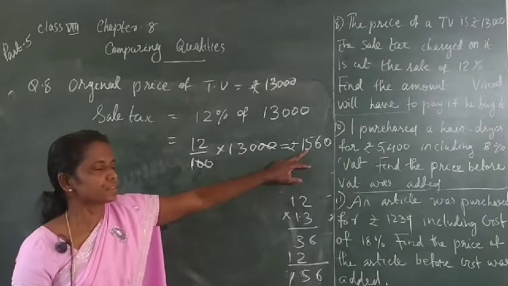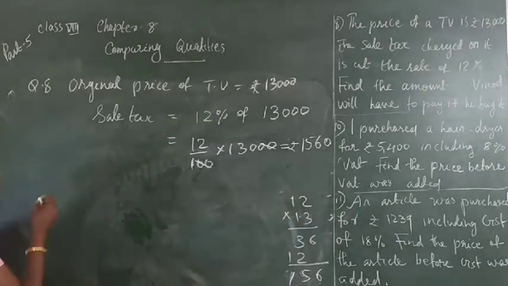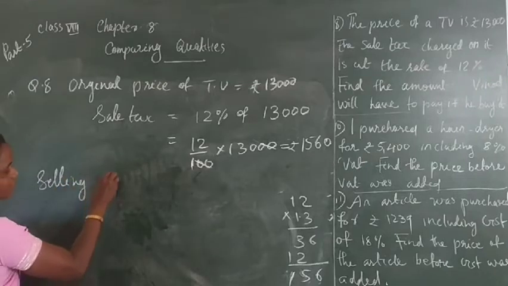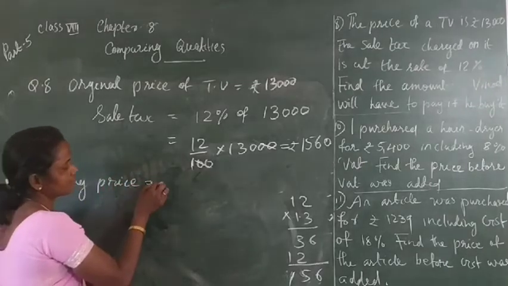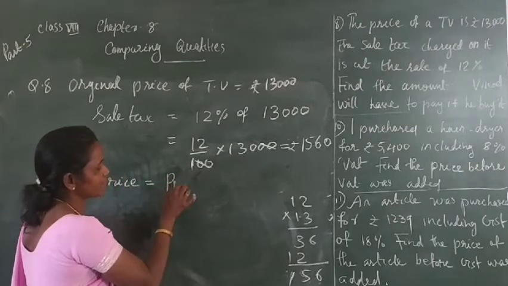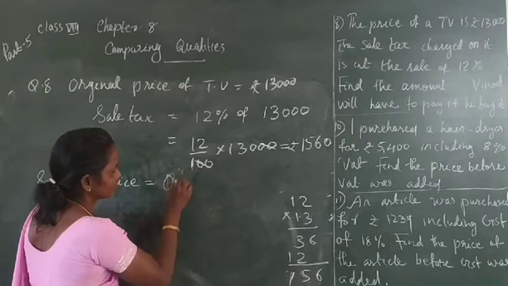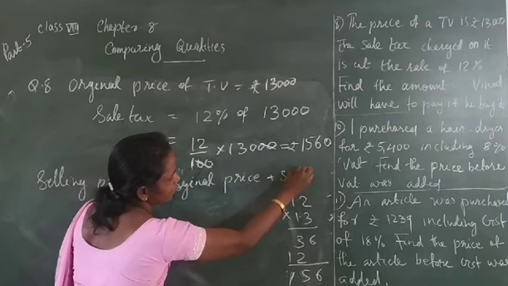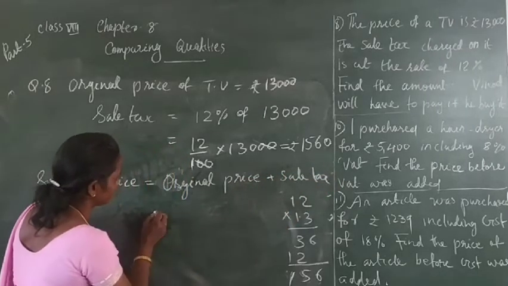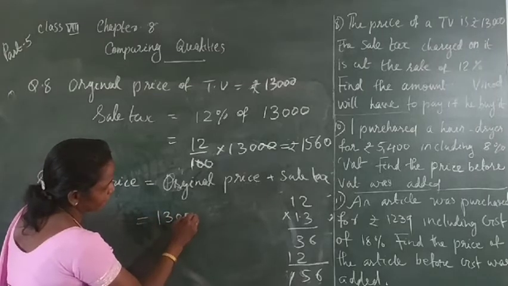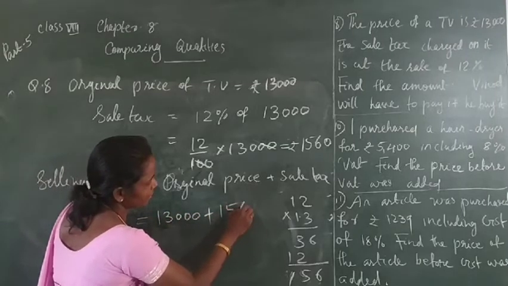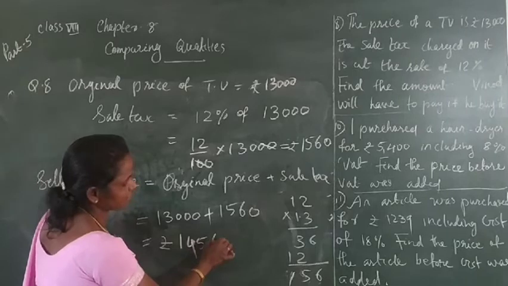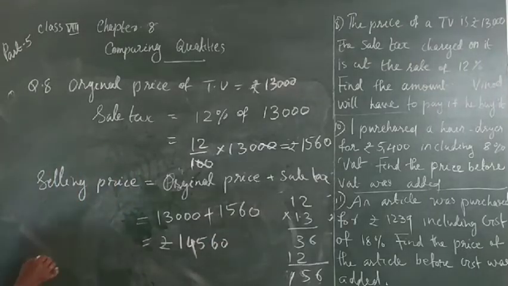This sale tax is added with bill amount. Here how many rupees? 13,000. So selling price is equal to original price plus sale tax. So 13,000 plus 1560. So what is its answer? Rupees 14,560.